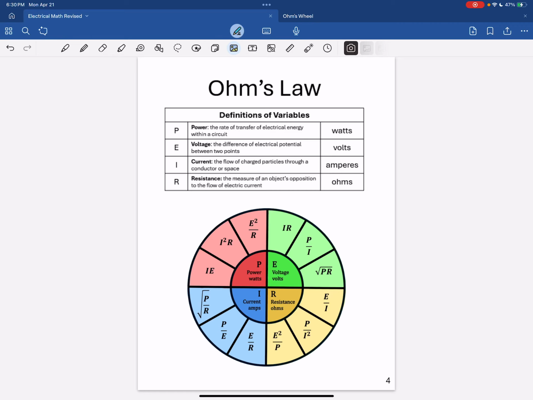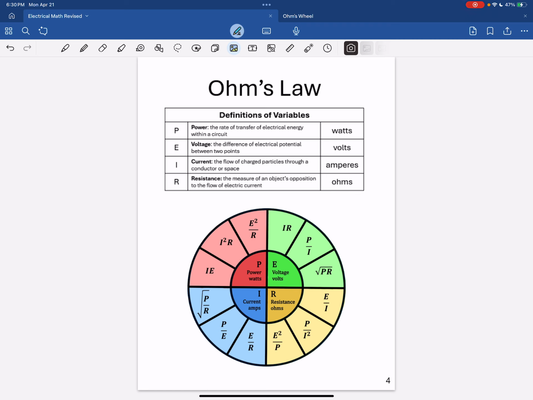This is page 4 in your textbook. This is actually part of the formulae section. We're looking at the definitions of the variables for Ohm's law. And you will be using Ohm's law to solve a lot of word problems that are coming up.